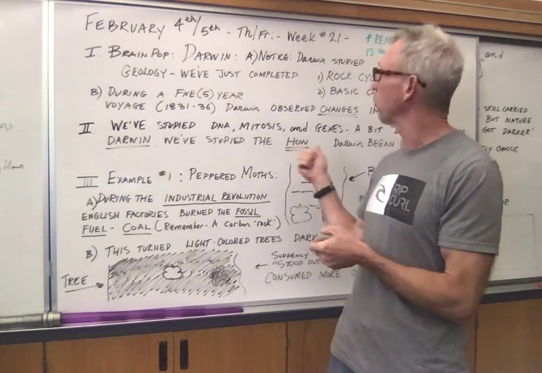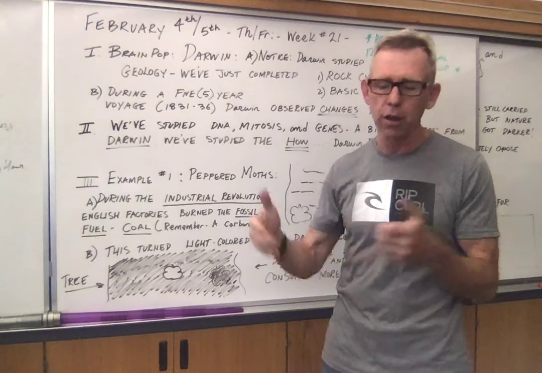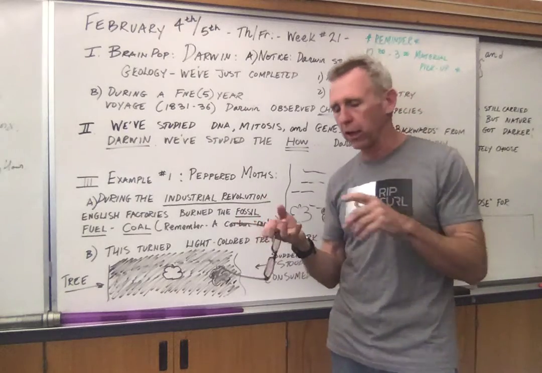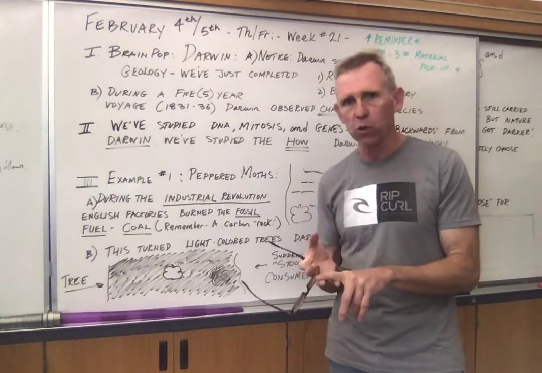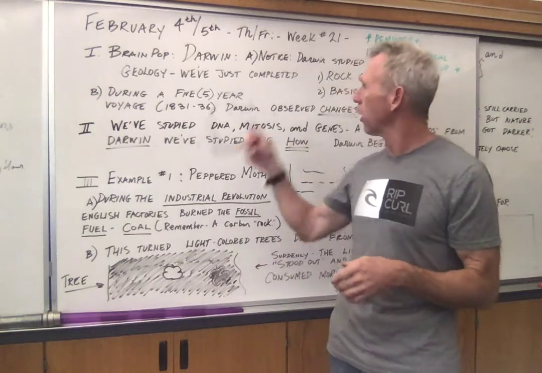We're on the second half of week 21, Thursday, Friday notes, and we're talking a little bit about natural selection. Really, the entire class has kind of led up to this part, when we're talking about how genes work, how alleles work, how traits get passed on from one generation to the next. And it all begins with Darwin.